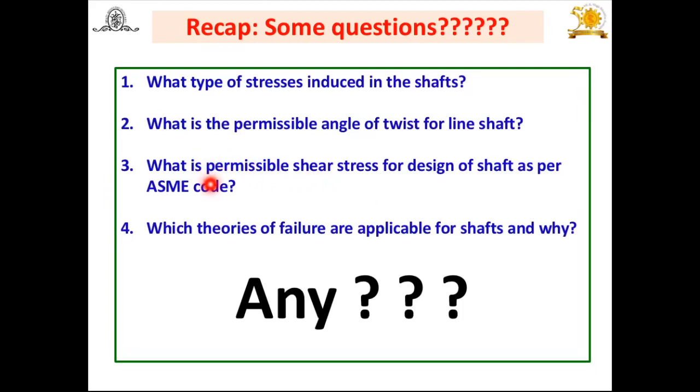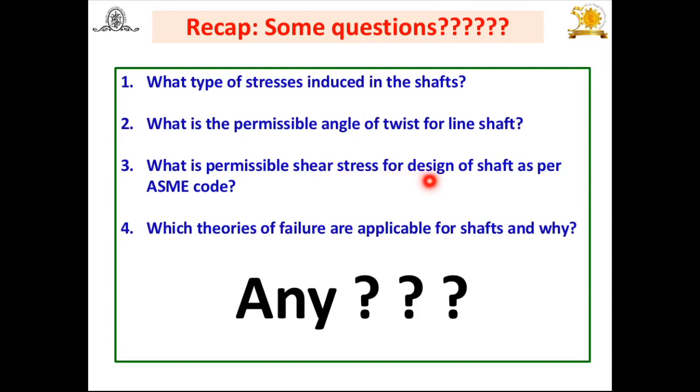Now let us have some recap, some questions on what we have discussed during the session. What types of stresses are induced in the shaft? The first one is the tensile stress due to axial load. Second one is the torsional stress, or shear stress. And third one is the bending stress. What is the permissible angle of twist for the line shaft? It is 3 degree per meter length. And what is the permissible angle for the spindle? It's 0.25 degree per meter length.